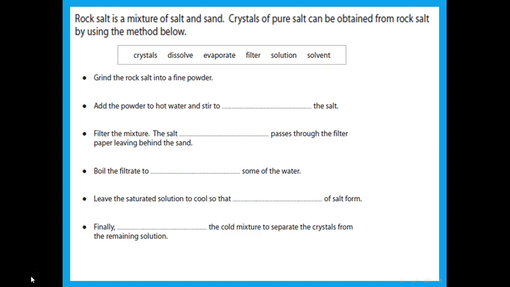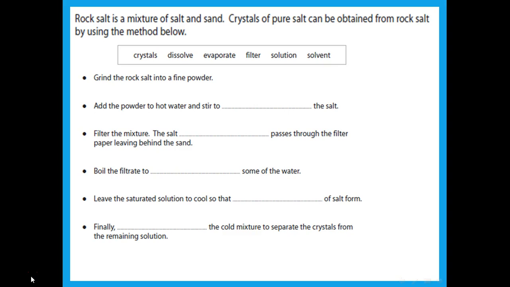Okay. Rock salt is a mixture of salt and sand. Crystals of pure salt can be obtained from rock salt. So he's giving you this and you need to choose from the words. Grind the rock salt into a fine powder. Add the powder to hot water and stir to do what?